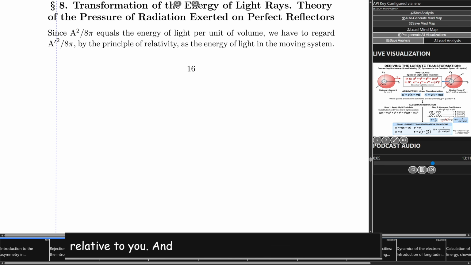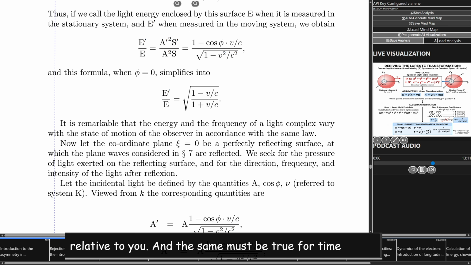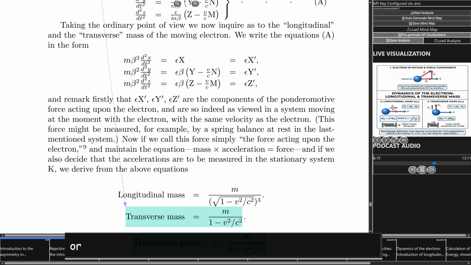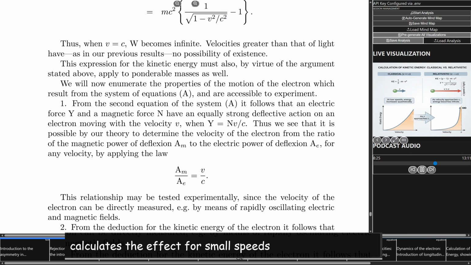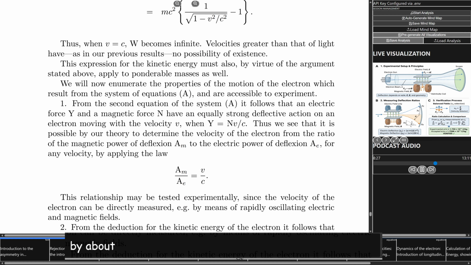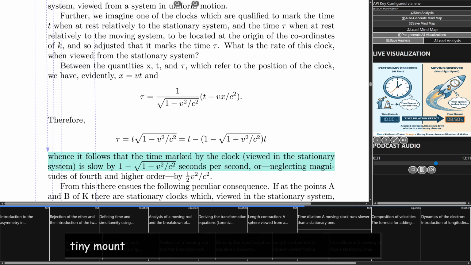And the same must be true for time. Time dilation. Yep. Take a clock sitting at the origin of the moving system. We watch it tick from our stationary frame. We find that its time passes more slowly than our time, t. The equation is tau equals t times the square root of 1 minus v squared over c squared. A moving clock runs slow. Always. He even calculates the effect for small speeds. He shows it's slow by about one half v squared over c squared seconds per second. A tiny, tiny amount for everyday speeds, but it's real.